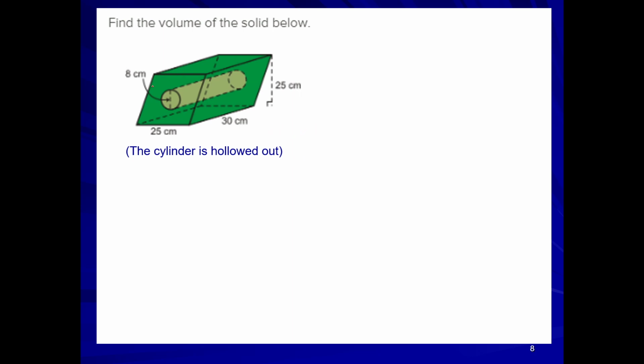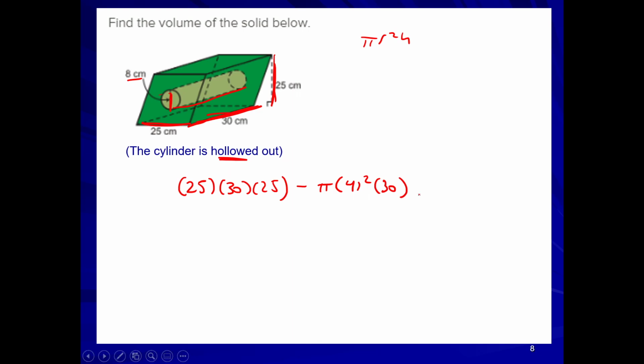Okay, well, first of all, let's think about the box. Now it's slanted, but that doesn't matter because, again, I have the height and I have all the dimensions, so the volume of the box is just going to be like we always do. And then the cylinder is hollowed out, taken out of this thing. So we're just going to subtract the volume of the cylinder, which again is pi r squared h. They're telling us 8 is the diameter, so 4 squared. And then the height of the cylinder is the length of the box, so 30. Right? And whatever that simplifies out to, that would be your answer.